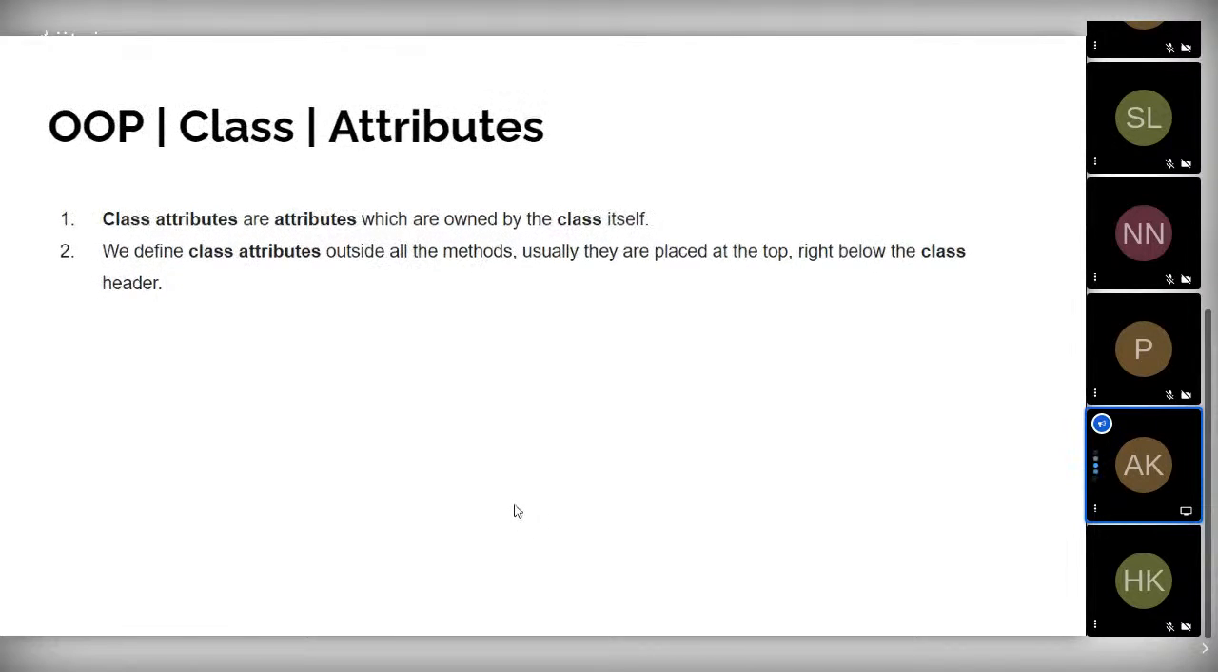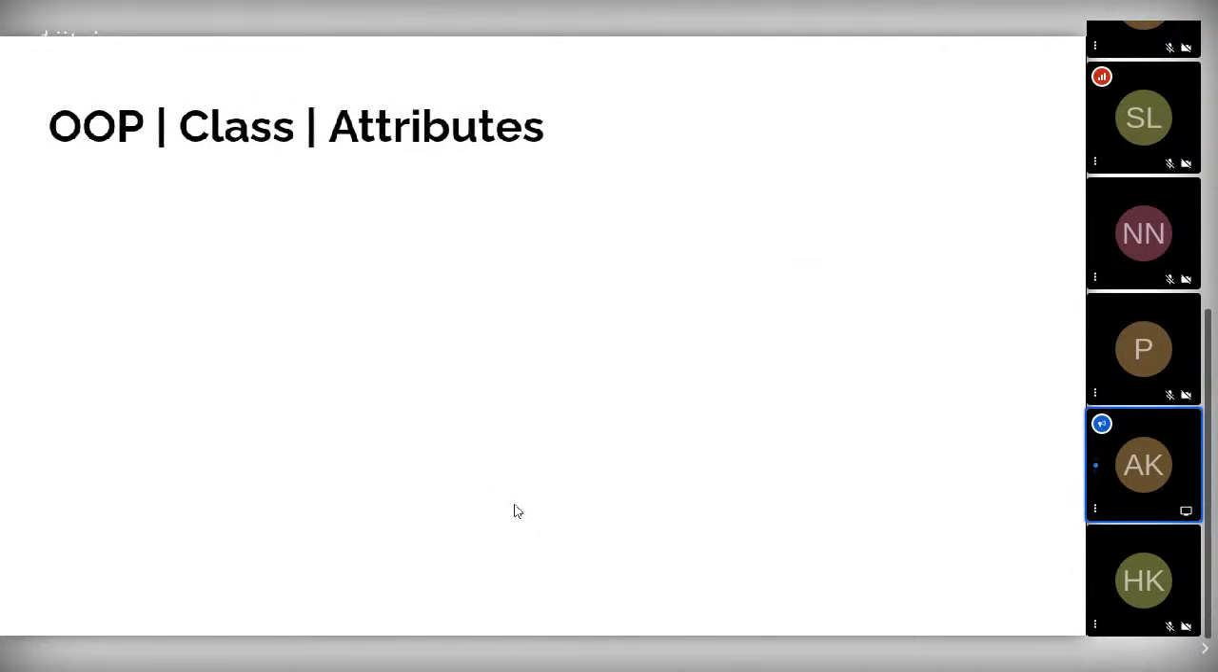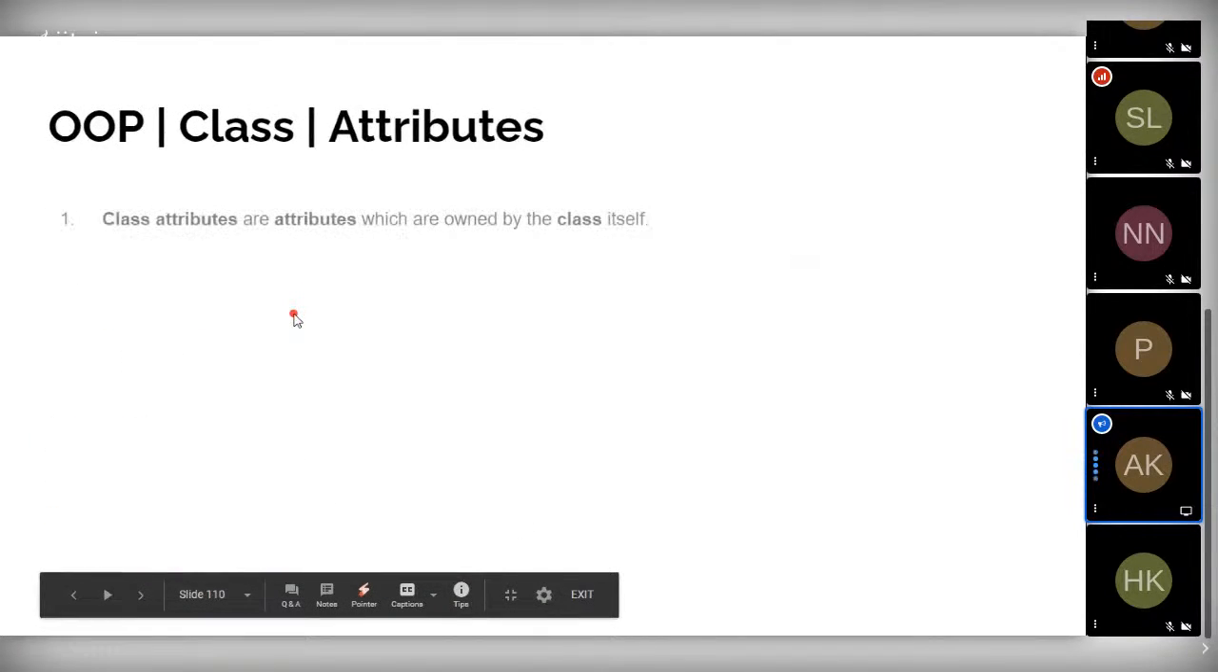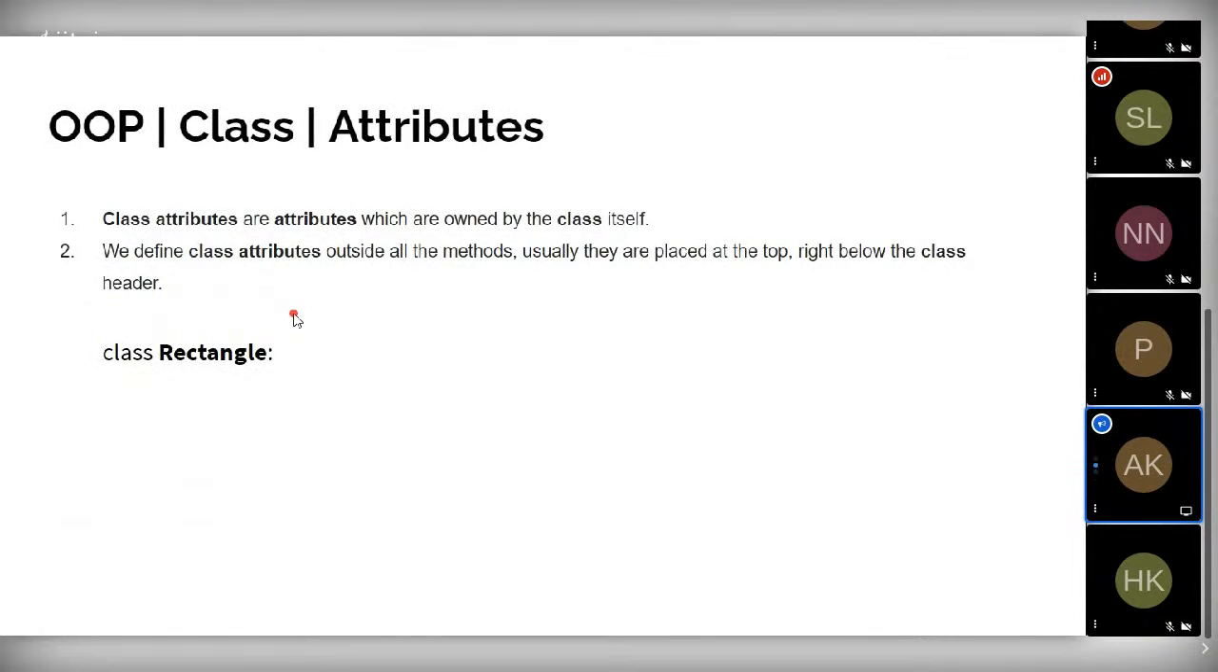So suppose that we have some methods. Methods means functions. I told you the difference between function and method. If we are simply writing any function, then it is called a function. But if you are writing that function inside a class, then it is called a method. So we define class attributes outside of all the methods, usually placed at the top, right below the class header. This is called the class header. So you will define all the attributes just below the class header like this.